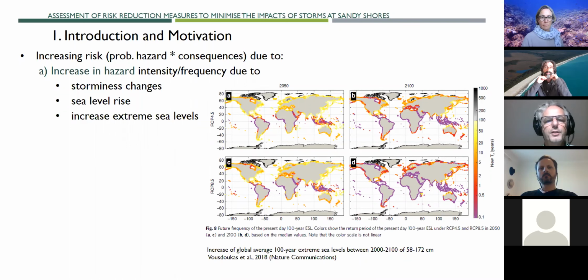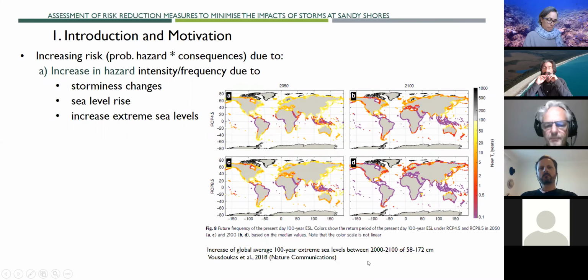And this is going to be worse in the future because risk is the multiplication of the probability of hazard by the consequence. And of course, we're going to have an increase in hazard in association with climate change. We're going to have an increase in hazard in association with storminess changes and also sea level rise, which will increase extreme sea levels. Even in areas like Portugal and the Algarve in particular, where we do not expect changes in storminess, so we do not expect that wave heights will get bigger, we do have sea level rise, of course, and thus extreme sea levels will increase.